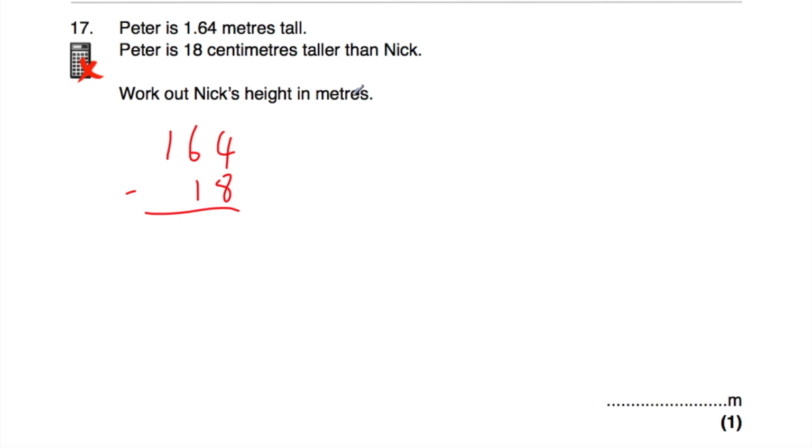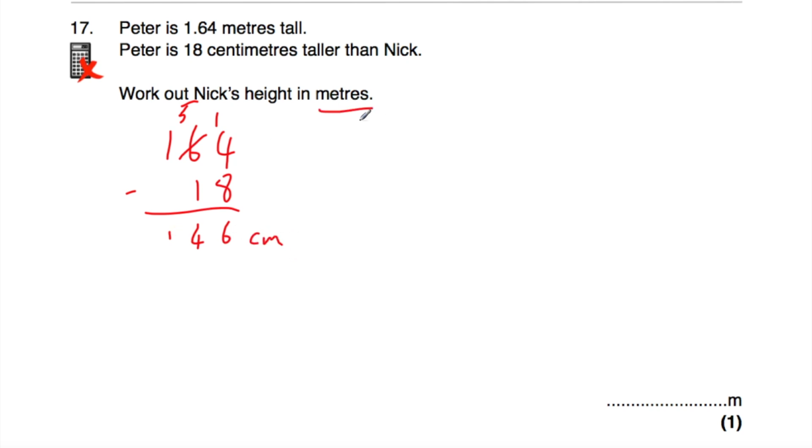We'll change that into meters at the end. So let's do that. So 4 take away 8, let's borrow. So that's now a 5 and a 14. 14 take away 8 is equal to 6. 5 take away 1 is equal to 4, and 1 take away 0 is equal to 1. So that means that Nick is 146 centimeters tall.